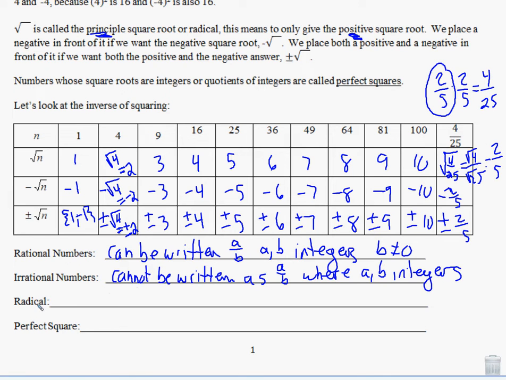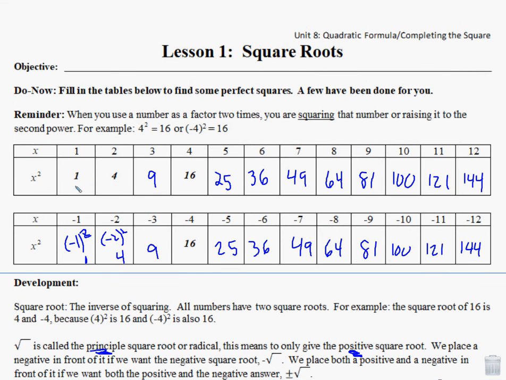A radical, that's another name for this symbol. So we could call it the principal square root. We could also call it a radical. And a perfect square are these list of numbers that we did up above. These are perfect squares because it's a whole number times itself.